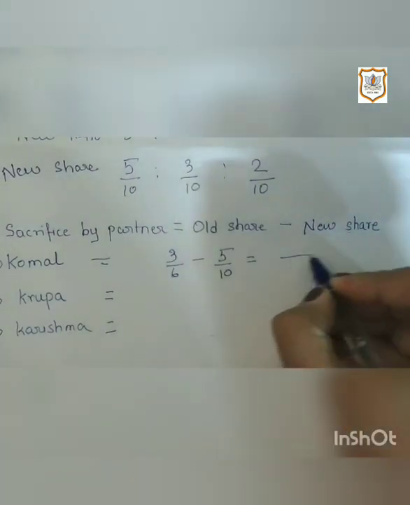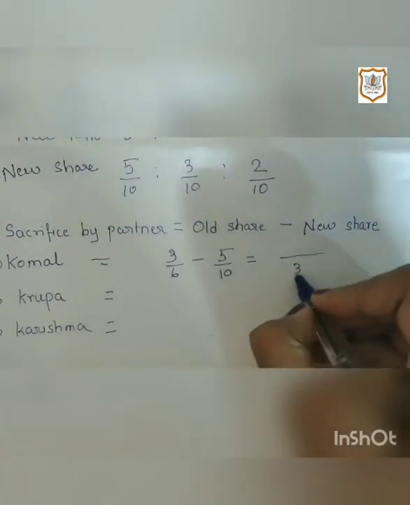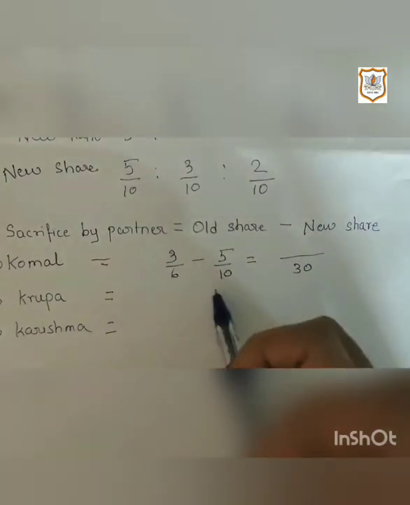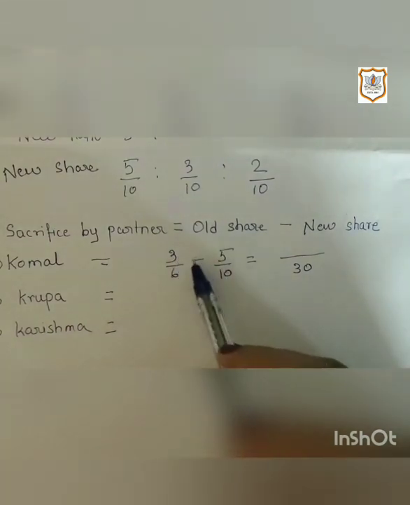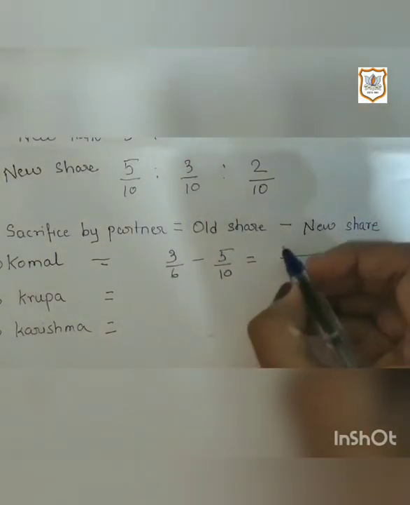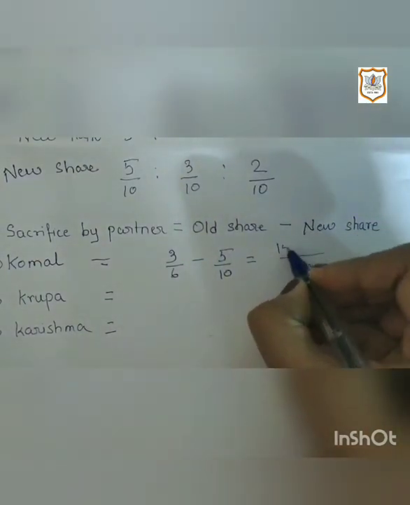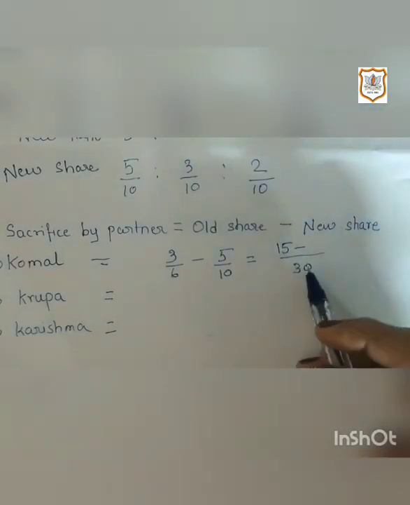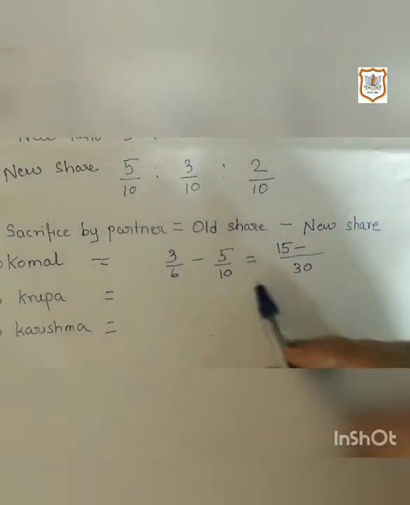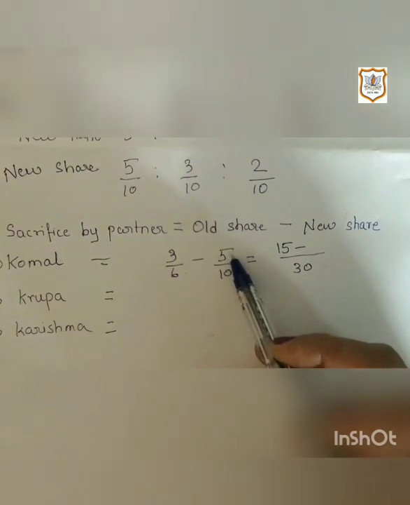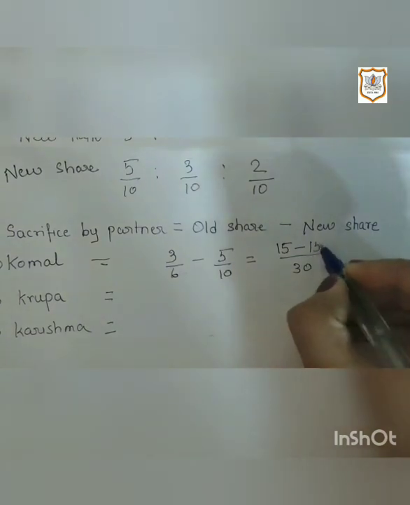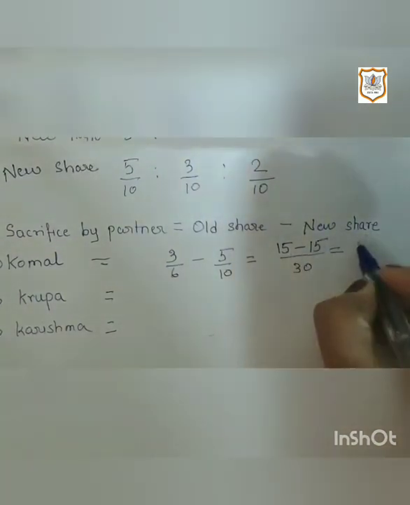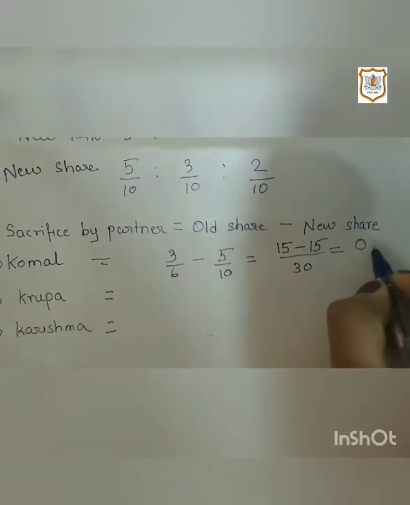By taking LCM, we will get 30. Now how are we going to solve it? Here 30 divided by 6 is 5, so numerator 3 will also be multiplied by 5. So 3 multiplied by 5 is 15. Similarly, 30 divided by 10 is 3, so numerator 5 will also be multiplied by 3. 5 threes are 15. So here we will get 0 as the answer.